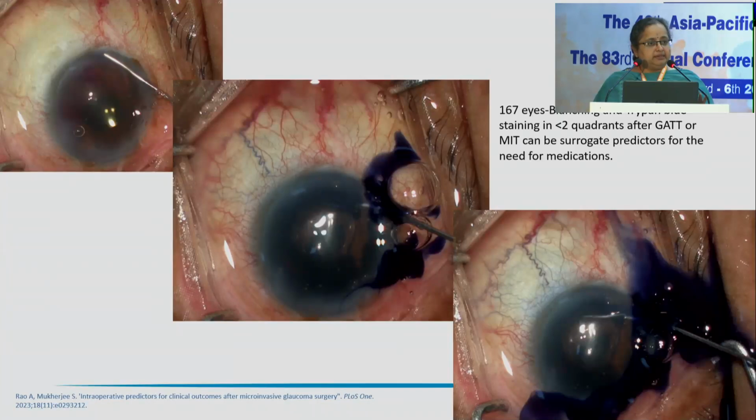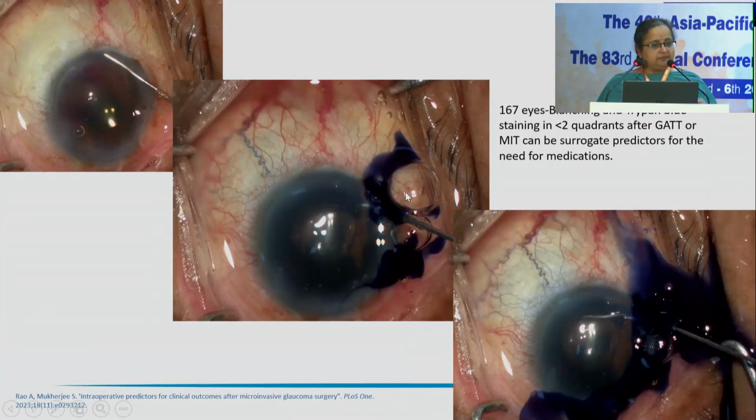But a simpler technique we all know is blanching, or what we call the episcleral wave. The episcleral wave is nothing but this: suppose I excise the trabecular meshwork tissue from inside. If I have excised this clock hour, I just go there and inject saline, and you can see that the whole of the sclera has become white. So the episcleral vessels have blanched out. This is called the blanching effect.